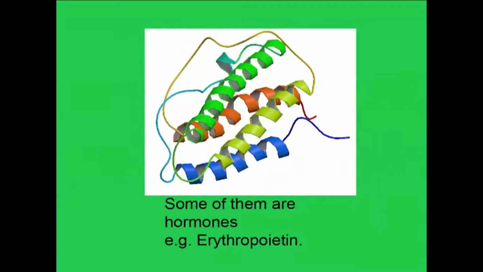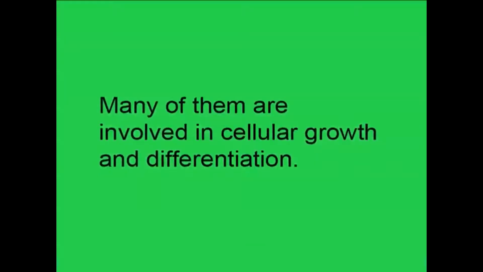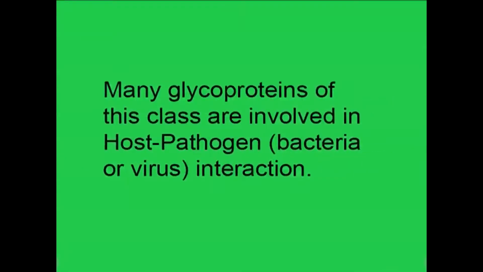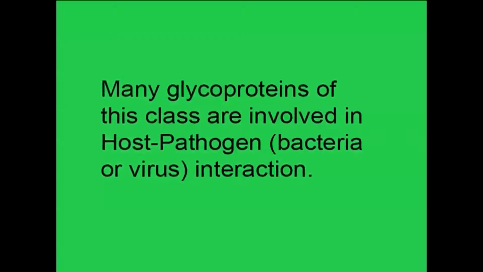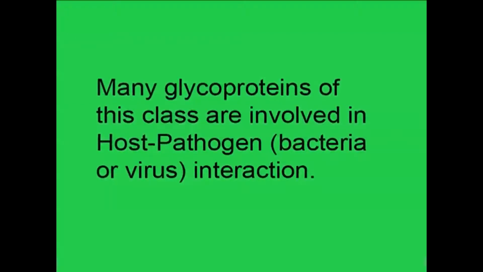Some of them are hormones. The main such hormone is erythropoietin. Erythropoietin is very important for the formation of blood cells. Many of them are involved in cellular growth and differentiation, and many glycoproteins of this first class are involved in host-pathogen interaction. The pathogen may be bacteria or virus.